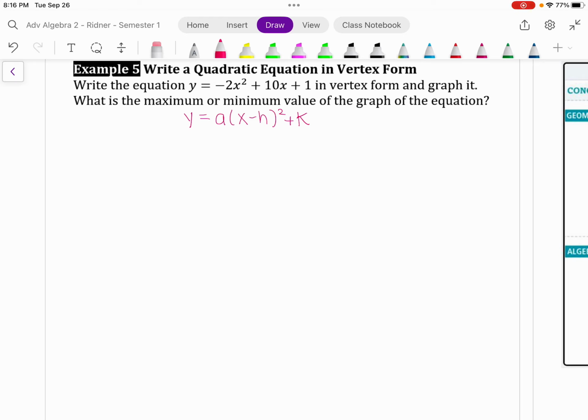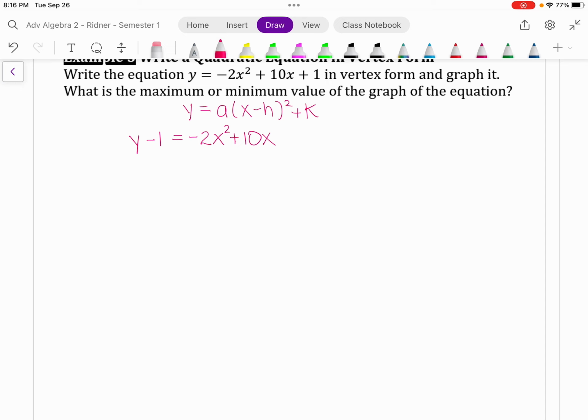So what that means is, first step, I'm going to move that constant over to join the y. Next, that would leave me with -2x squared plus 10x. Next, I am going to factor out that -2 because I always want my A to be 1.